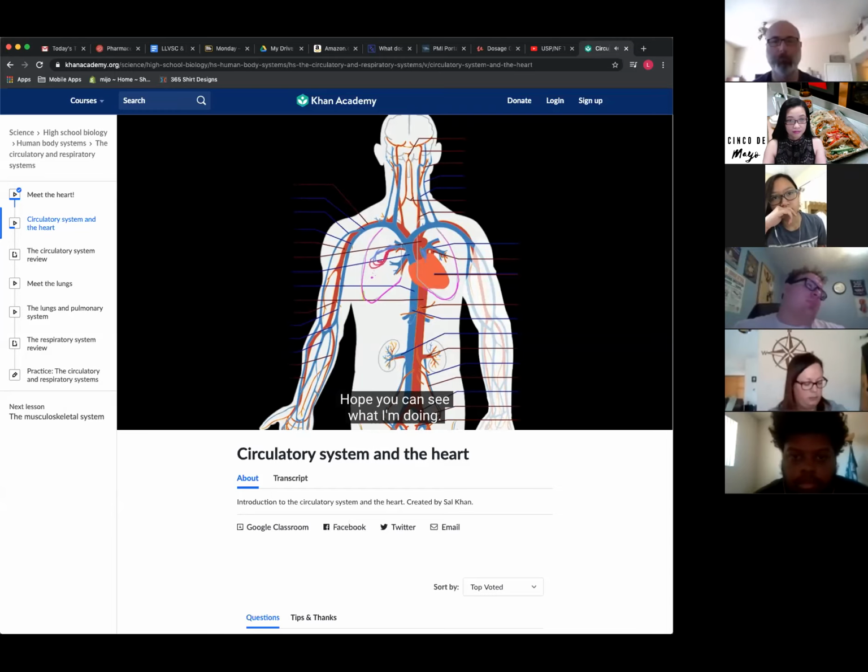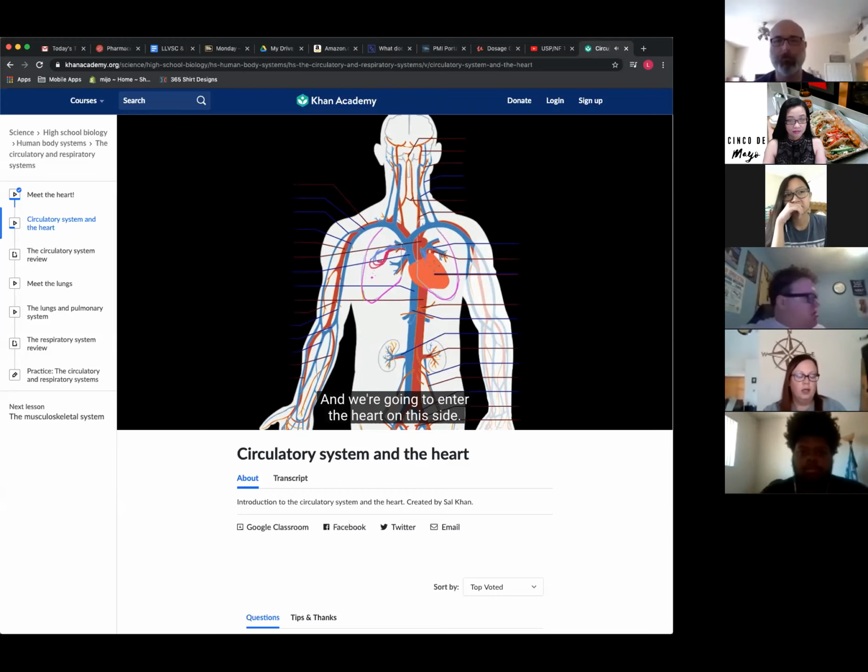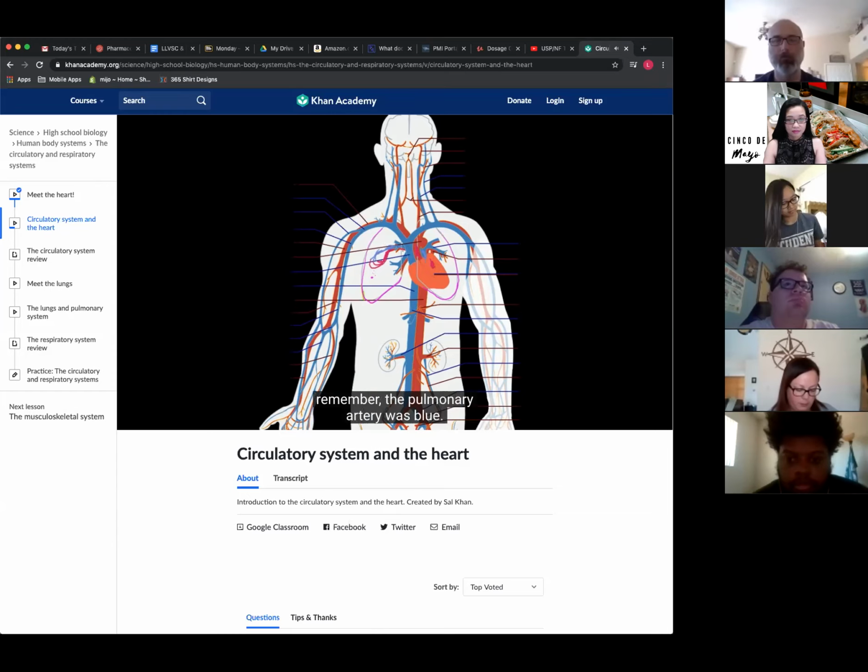And now we're going back to the heart, and we're going to enter the heart on this side. You actually can't even see where we're entering the heart. We're going to enter the heart right over here, and I'm going to go into more detail on that. Now we have oxygenated blood. It's red, and then that gets pumped out to the rest of the body. Now, this is the interesting thing. When we're talking about pulmonary arteries and veins, remember the pulmonary artery was blue. As we go away from the heart, we have deoxygenated blood, but it's still an artery. Then as we go towards the heart from the lungs, we have a vein, but it's oxygenated.